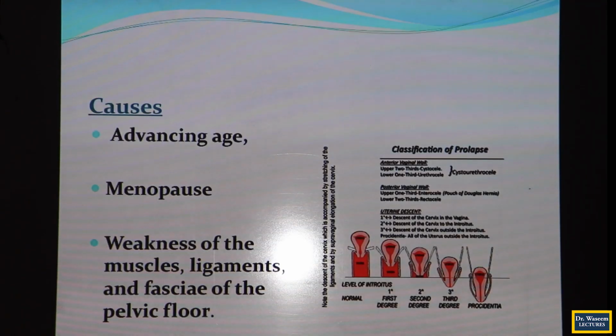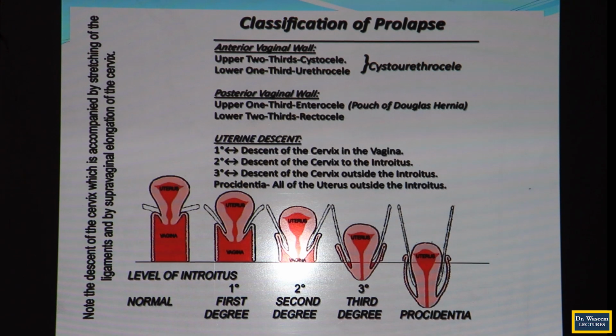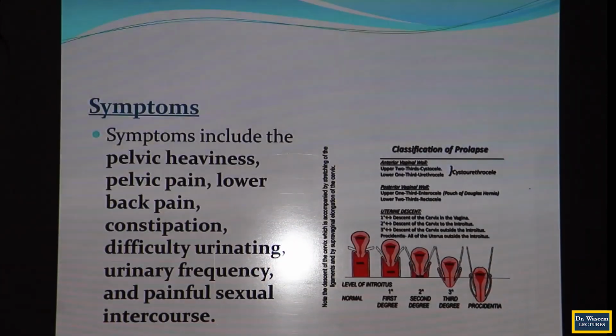Usually it happens after menopause, with withdrawal of estrogen and weakening of the connective tissue, the ligaments, even the muscles. With advancing age also, there is weakness of the muscles, ligaments and the fascia which form the pelvic floor. They become weak and cannot hold the uterus and other organs in position. So, these conditions will actually happen here. Even some women who have a bad obstetric history can have this condition as well.